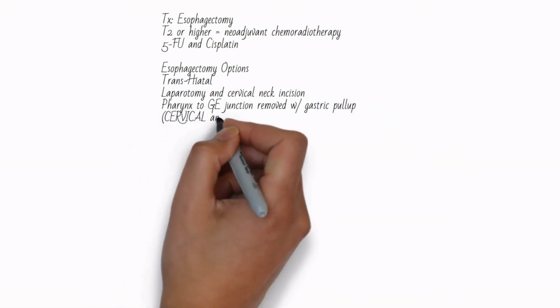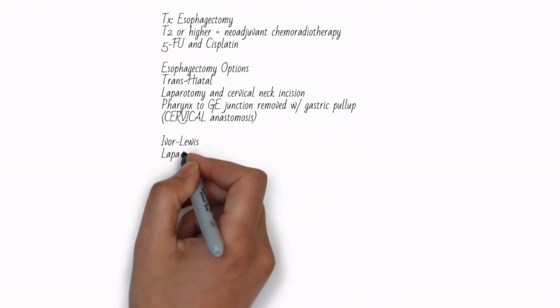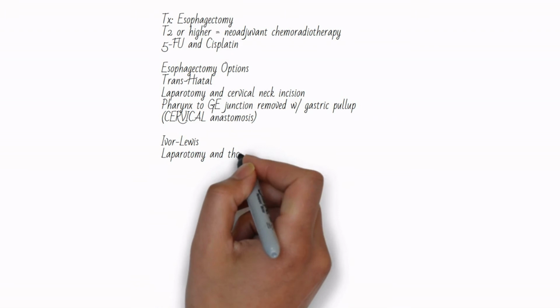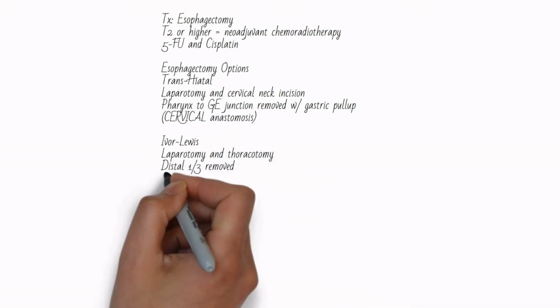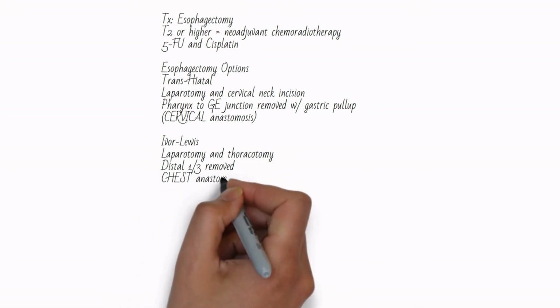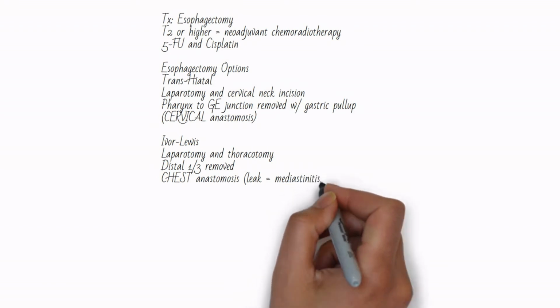This avoids thoracic anastomosis, which is associated with mediastinitis from an anastomotic leak. Mediastinitis can precipitate sepsis quickly, so this is a serious consideration. The cons are that the patient loses their entire esophagus regardless of the extent of disease, and they don't get a mediastinal lymph node dissection.